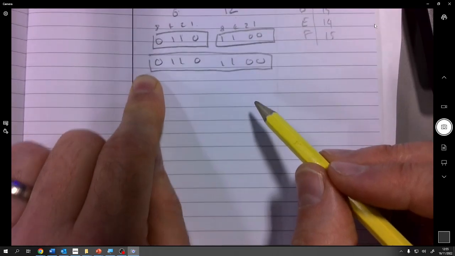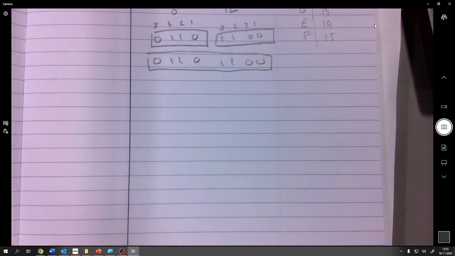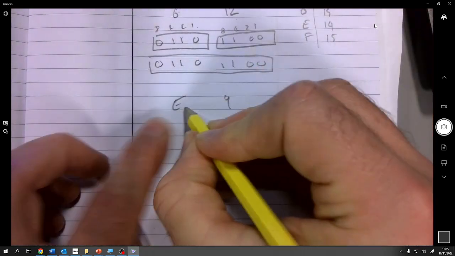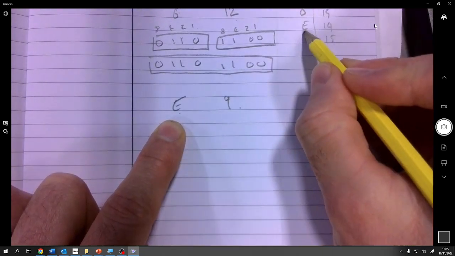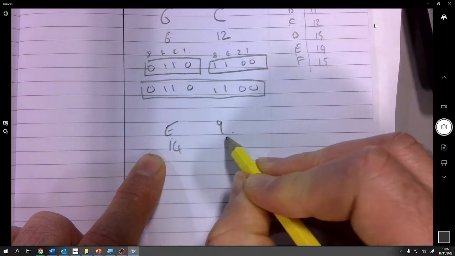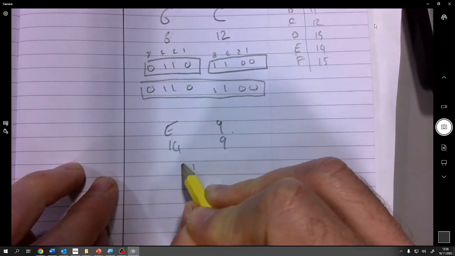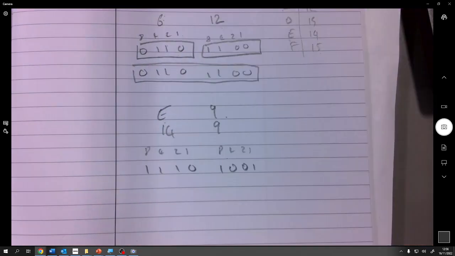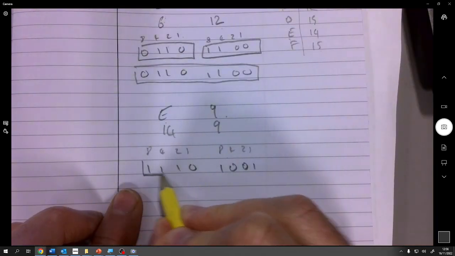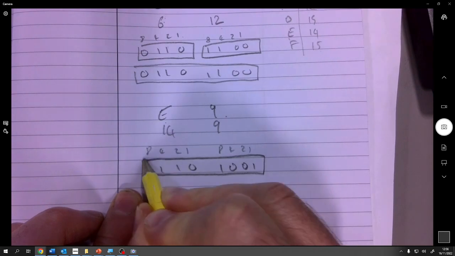Okay, let's do one more example. So we're going to convert E9 this time. First of all, we look up our table. There it is. E is 14. 9 is just 9. 1, 2, 4, 8. 1, 2, 4, 8. So E9 in binary is just that.